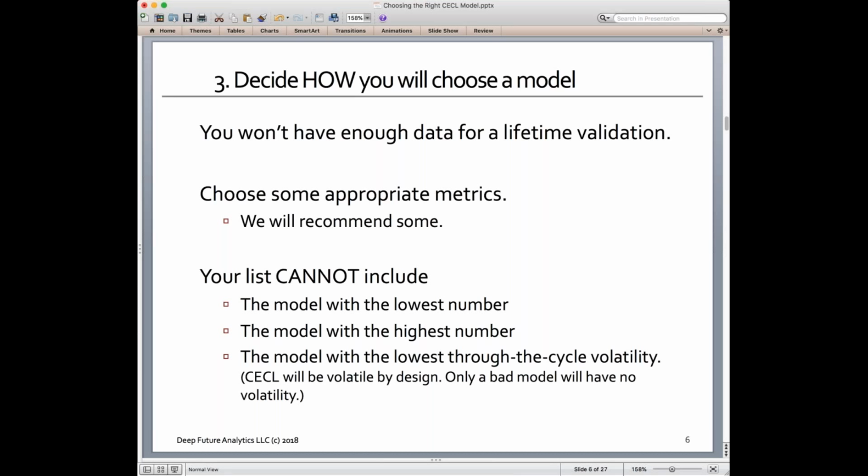CECL will be volatile. The new criteria for how we do loss reserves mean that your loss reserve changes through the economic cycle. So all three of these things are not appropriate either for CECL or for model risk management practice. So you're going to need criteria other than it's the one I liked best. It cannot be an intuitive assessment. It's got to be something that you can document. Here were our criteria, and here's why we chose it.